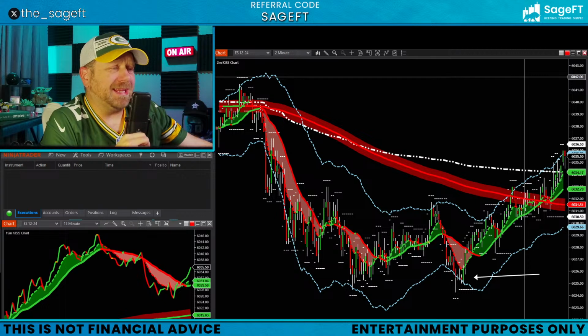Gap fill 38.25 in the S&P is the close, according to Ninja. 38.25 is your VAH, value area high on your volume profile. This would be a very easy gap fill.